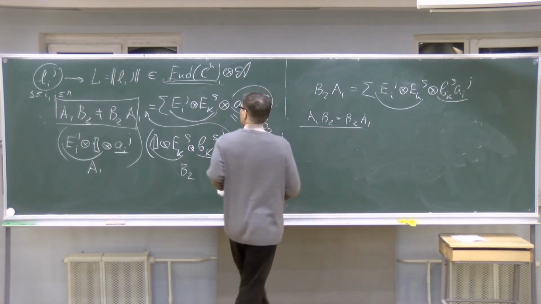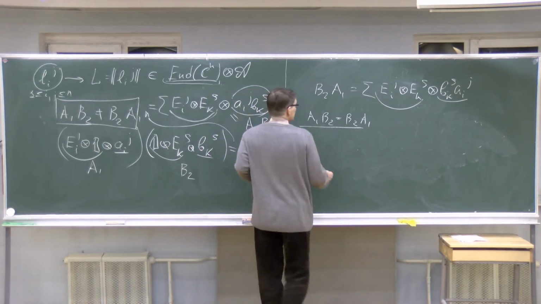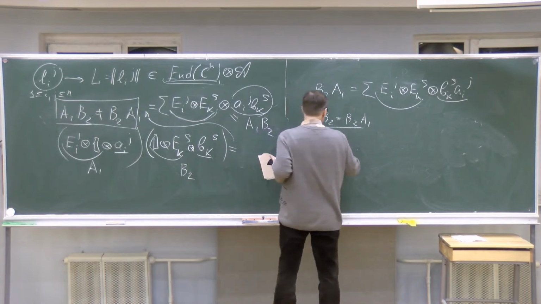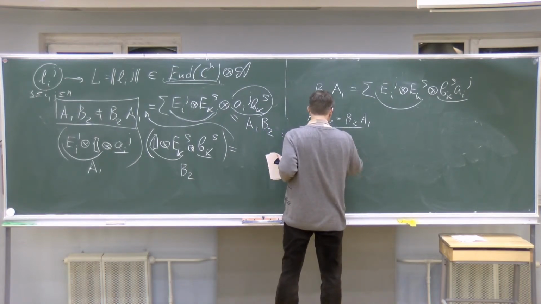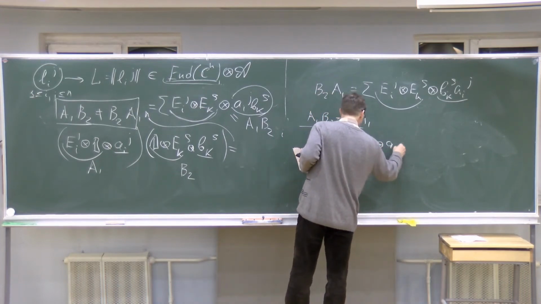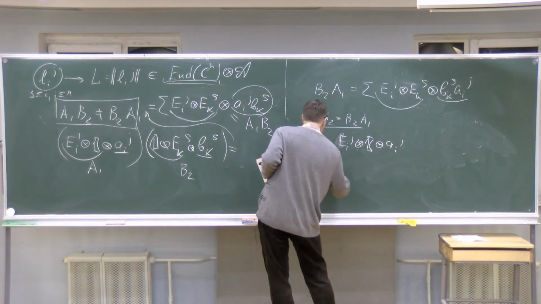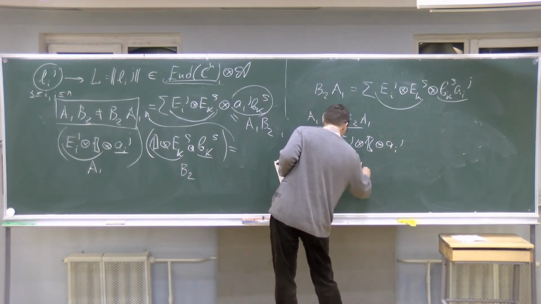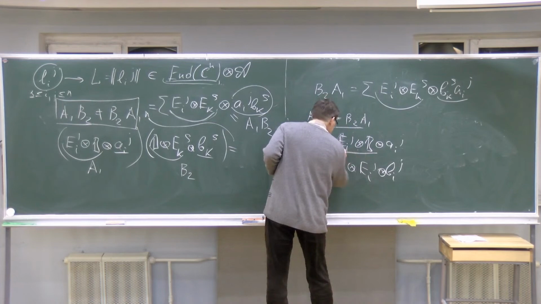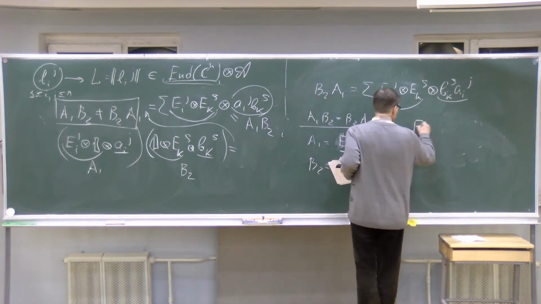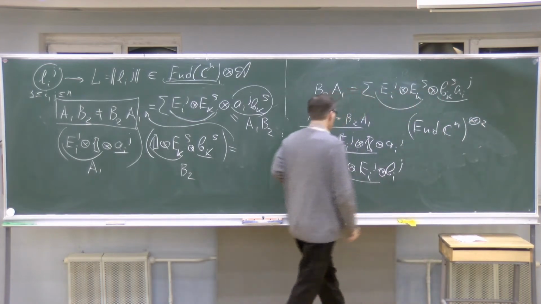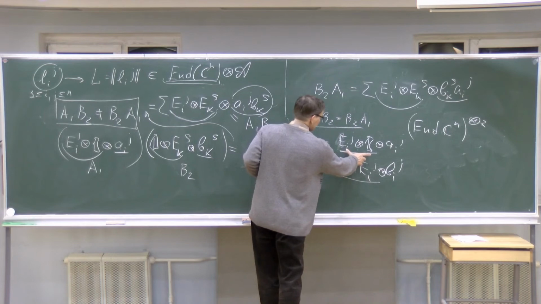I have already erased the definition. So this object A1 as a matrix is a sum of A_j tensor 1 tensor A_j, and B2 is equal to 1 tensor B, and these elements, as elements of endomorphisms of C^n, of course, we can multiply.